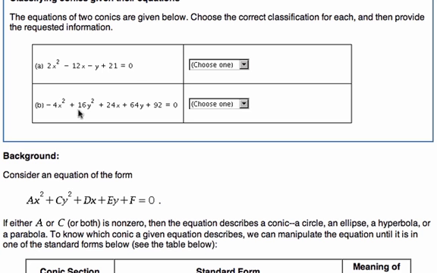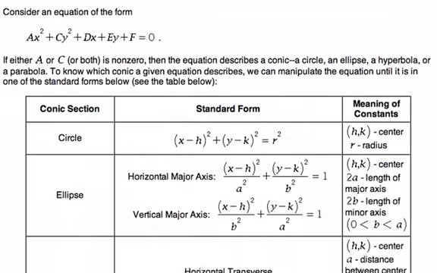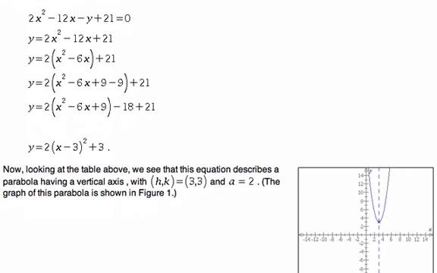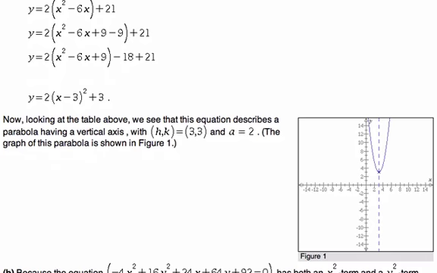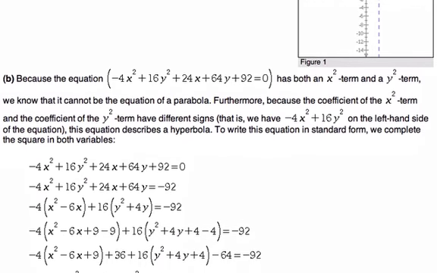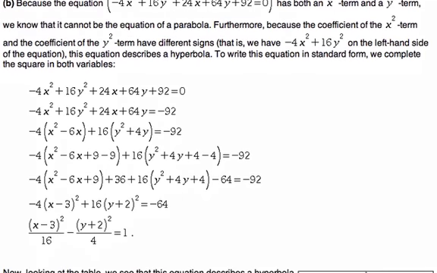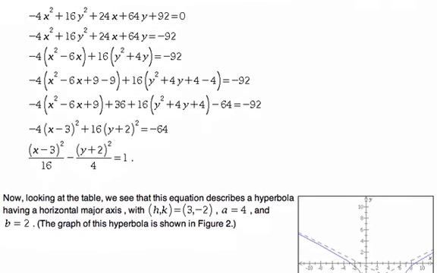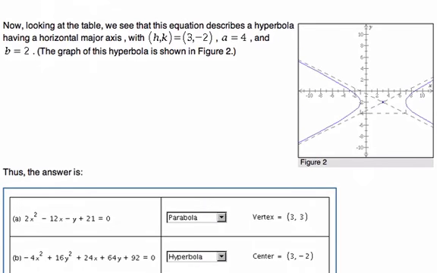And then this one, when I'm looking at it, I see I have an x squared and a y squared, but this x value is negative, so this is going to be a hyperbola. Then you need to put that into the standard form for a hyperbola. So here's a quick example of how they did this one for the parabola. This is what that would look like, and then the same thing, you're completing the square for the hyperbola here. And you can see when you click parabola, it's going to ask you what the vertex is, and for this hyperbola, they want to know the center.